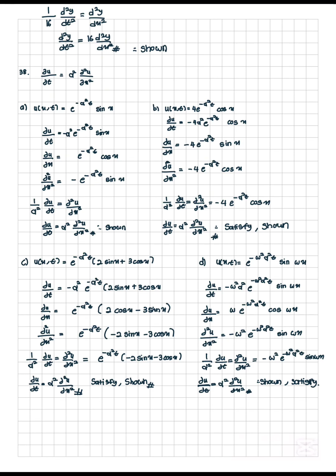When we differentiate with respect to x, we get omega e to the power of negative omega squared alpha squared t cos omega x. When we differentiate twice with respect to x, we get negative omega squared e to the power of negative omega squared alpha squared t sin omega x. We rearrange the equation, and we get del u over del t equal to alpha squared del squared u over del x squared.